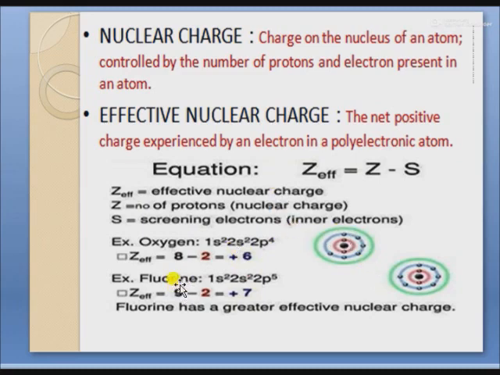Next example is the fluorine. Fluorine contains 9 electrons and Z effective for fluorine is equal to 9 minus 2, which is equal to plus 7. It means plus 7 is the net positive charge experienced by the electrons, and fluorine has the greater effective nuclear charge.